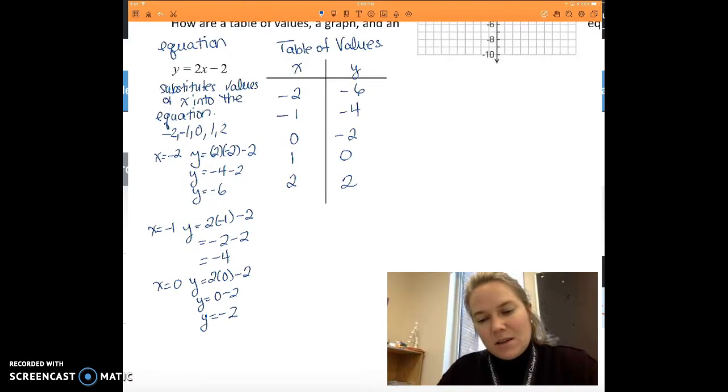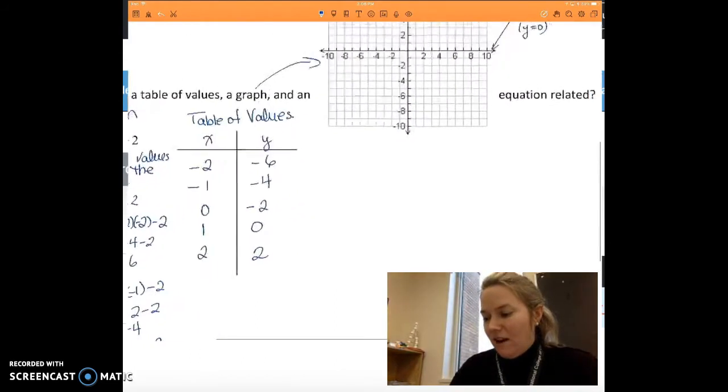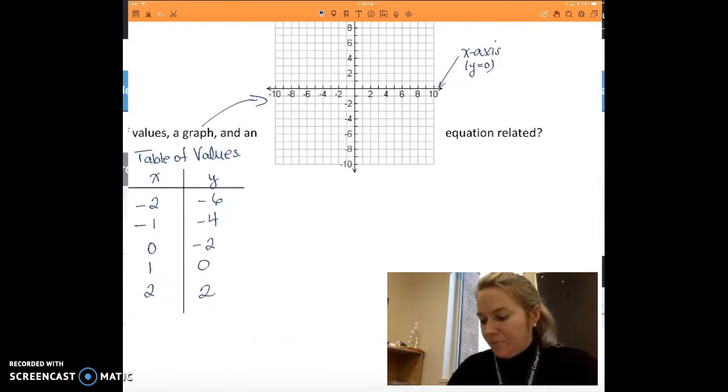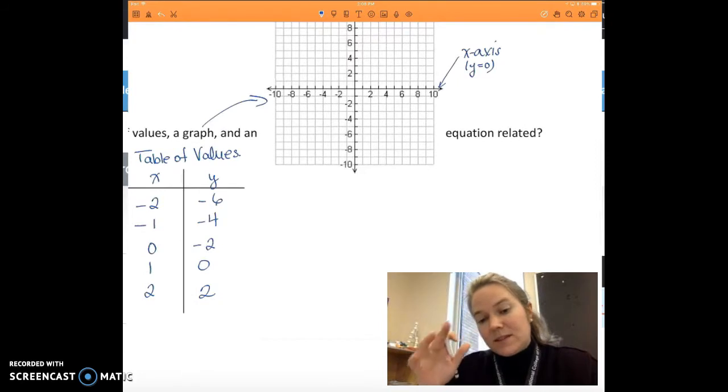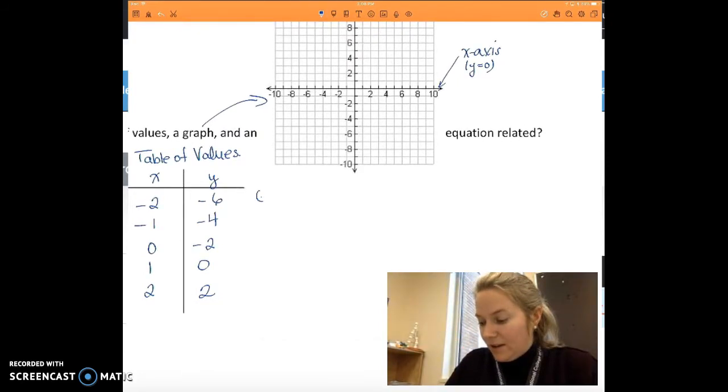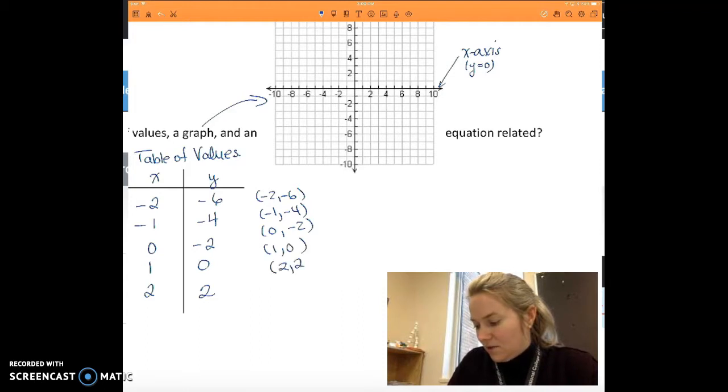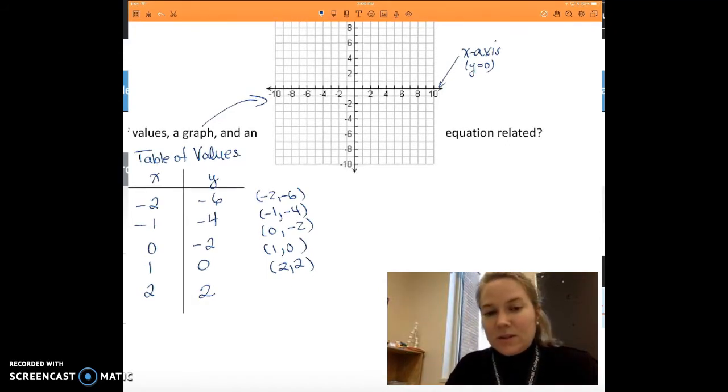So I can see you thinking, great, how does this help? Well, let's put this onto the graph. So this table of values lets us create our coordinate points like this: (-2, -6), (-1, -4), (0, -2), (1, 0), and (2, 2). You'll notice the x value is always on the left. As I said, that's very, very important because you always start with the x value.